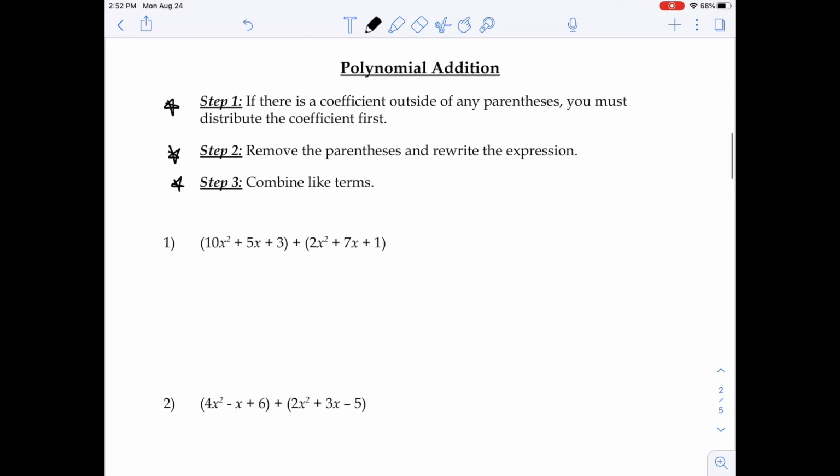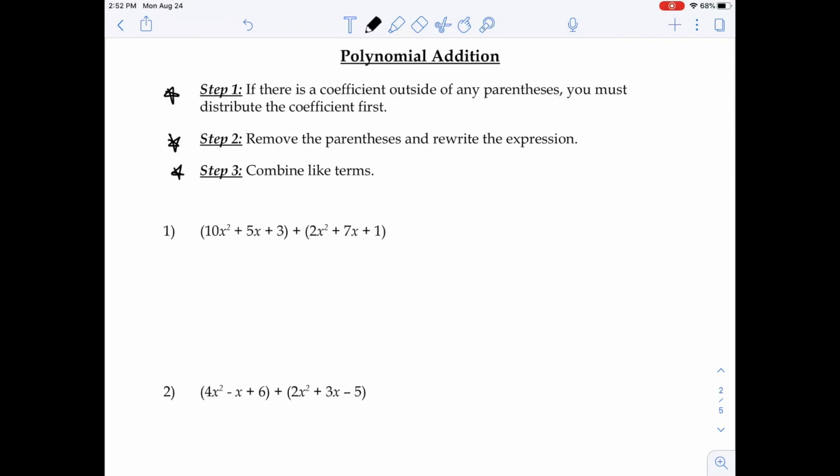All right, so let's look at number one. So here I have this expression, this addition here, a polynomial addition. And what I want to do is I go to step one, and we don't have a coefficient other than 1 in front, so there's nothing to distribute. So now I'm going to go ahead and remove the parentheses and rewrite the expression. So I'm going to go ahead and rewrite this.